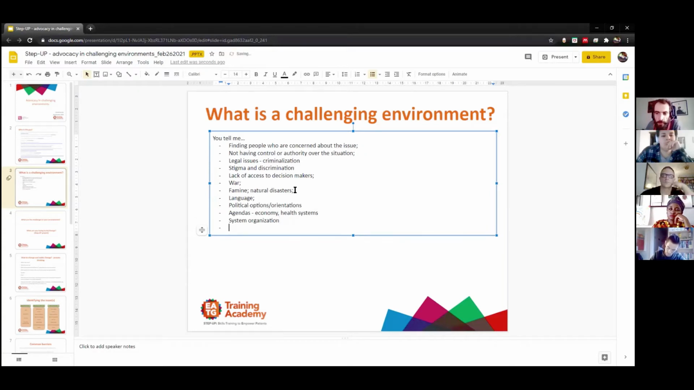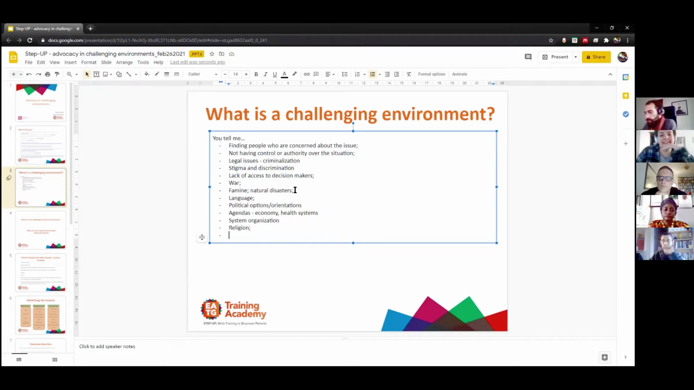More things? Religion, I would say. Religion, yes, definitely. If we're talking about sex work, for example, having political enemies, even in other civil society organizations.